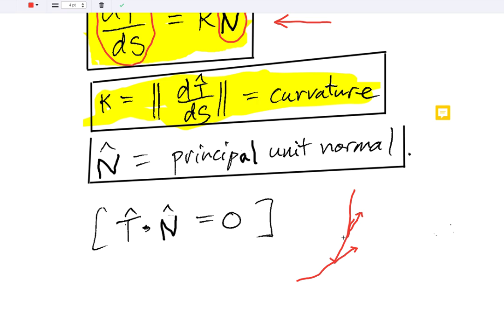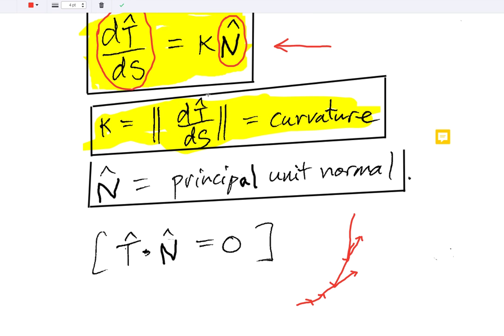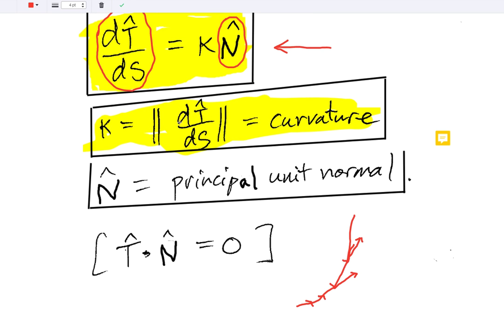If I travel just a small distance here, you can see I didn't really change direction very much. Think of T hat as the direction in which the curve is pointing at each point on the curve. If this doesn't change much, it can't be very curved. I should mention that because it's a magnitude, the curvature is always greater than or equal to 0. So kappa is always non-negative.